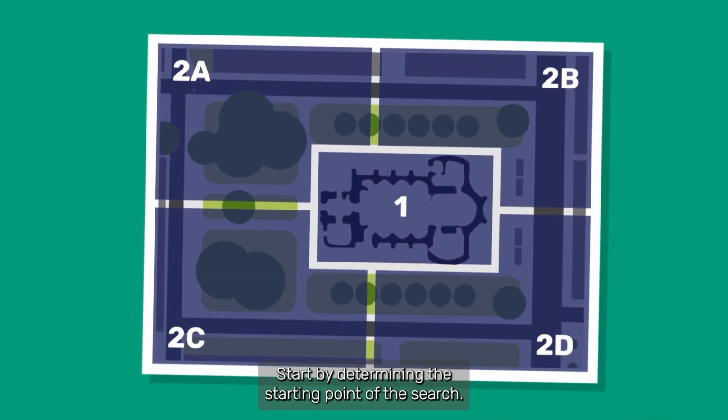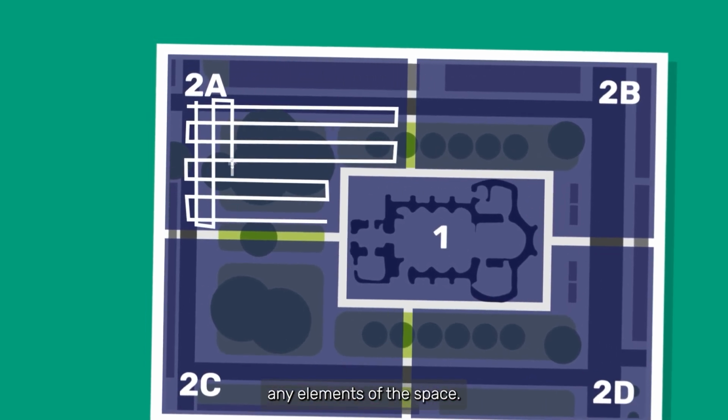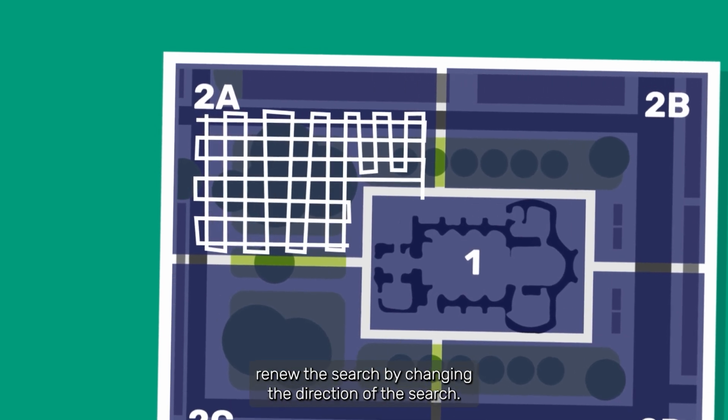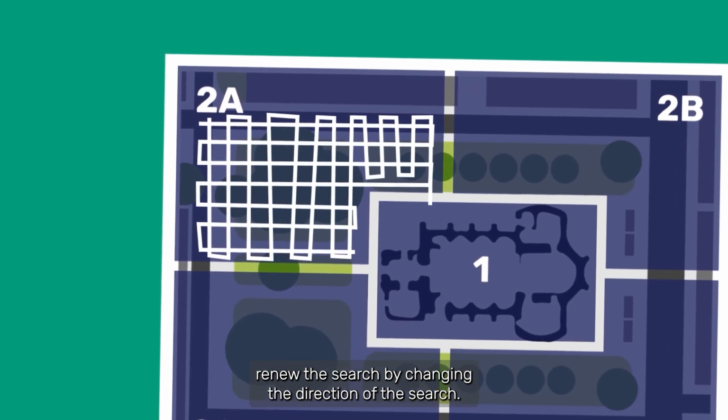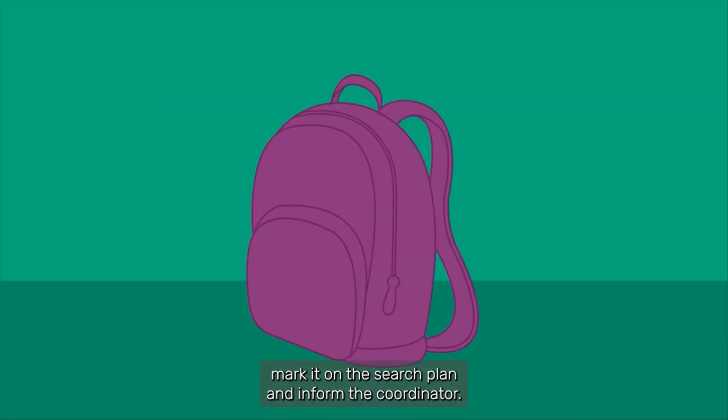Start by determining the starting point of the search. Plan your search route so that you don't miss any elements of the space. If you have enough time and people, renew the search by changing the direction of the search. After searching a zone, mark it on the search plan and inform the coordinator.